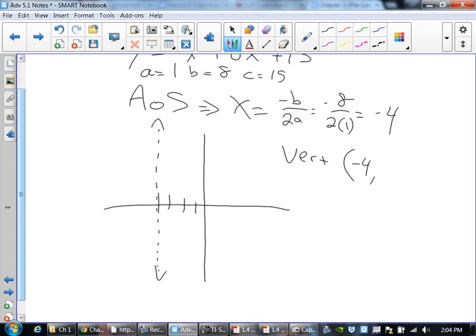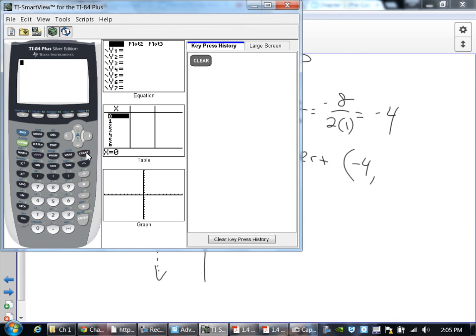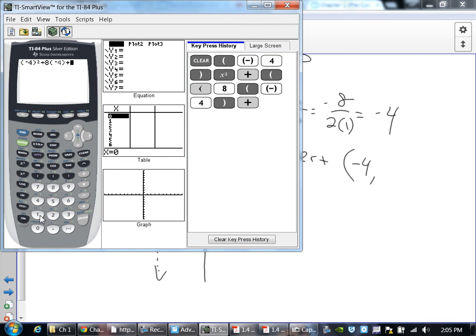So if I know my x value has to be negative 4, what do I do to figure out my y value? Substitute. So all you have to do is use your calculator. Negative 4 quantity squared. Notice I'm putting parentheses around the negative. Plus 8x, plus 15. I get a y value of negative 1.